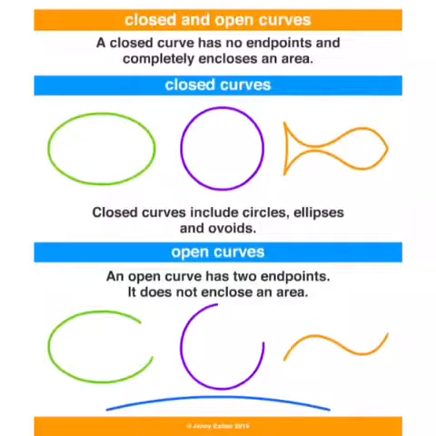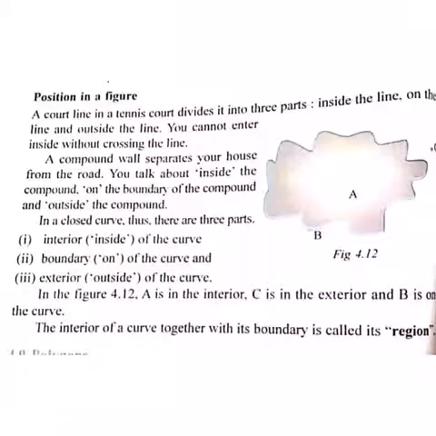Children, let's revise closed curves and open curves. A closed curve has no endpoints and completely encloses an area, whereas an open curve has 2 endpoints and it does not enclose an area. Children, now take out page number 76 and see figure number 4.12. Children, in this figure you can see that there are 3 points.